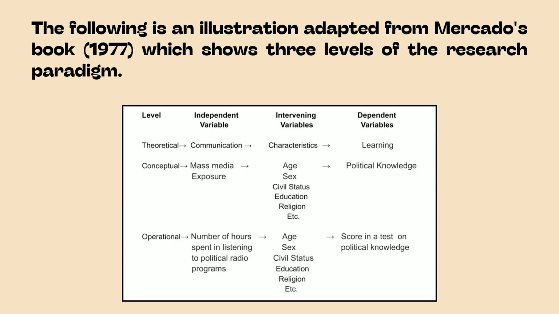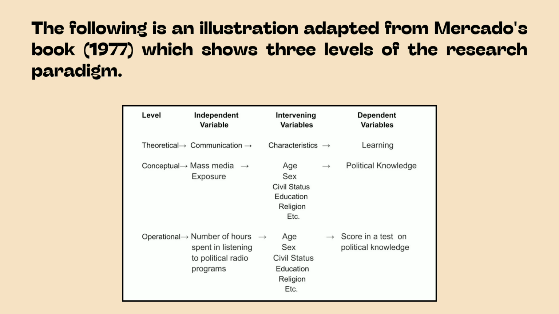Next, the following is an illustration adapted from Mercado's book 1977, which shows 3 levels of the research paradigm. Naa tay 3 levels of the research paradigm: independent variable, intervening variables, and dependent variables. So, first is theoretical paradigm. Iyang independent variable kay communication. Intervening variable kay characteristics, then dependent variable kay learning.